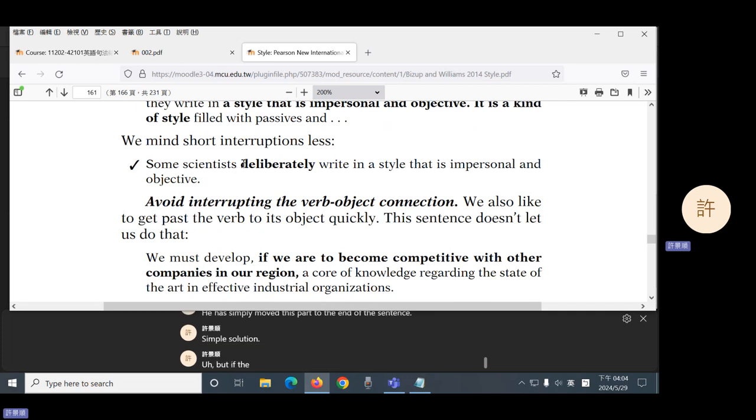But if the interruption is short, it's fine. Some scientists, subject, write, verb. There's only one word interrupting. It's okay. It doesn't really make it hard to understand.